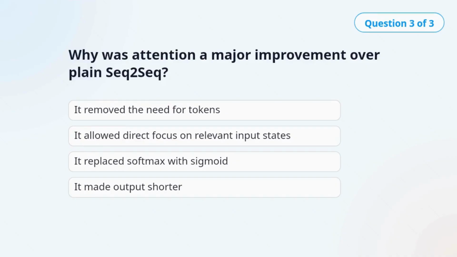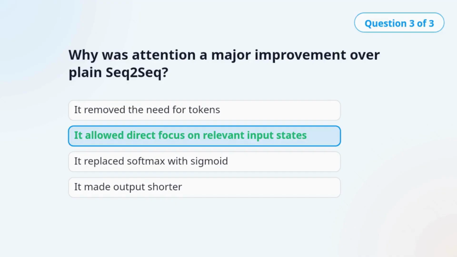Question 3. Why was attention a major improvement over plain seq-to-seq? The correct answer is, it allowed direct focus on relevant input states. Attention lets the model look back at relevant encoder states instead of depending only on one compressed vector.